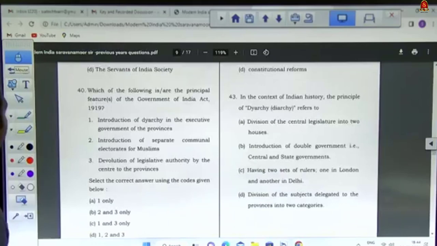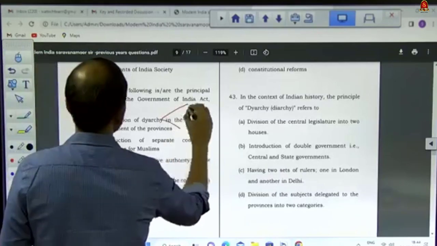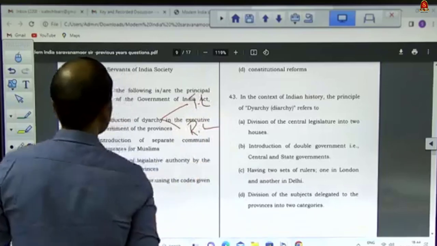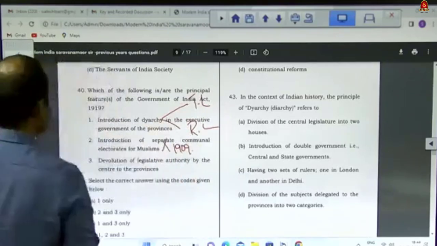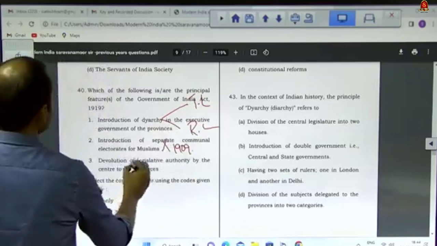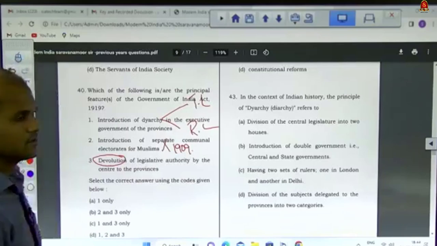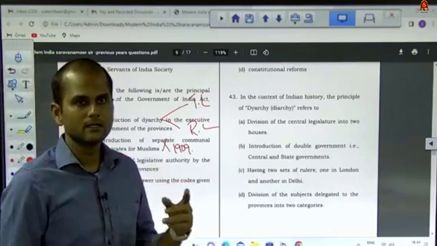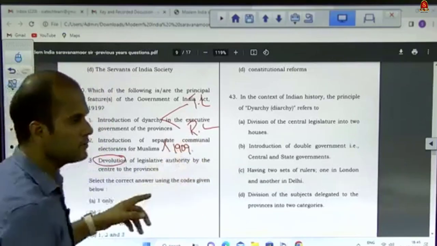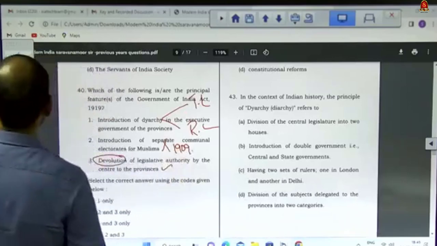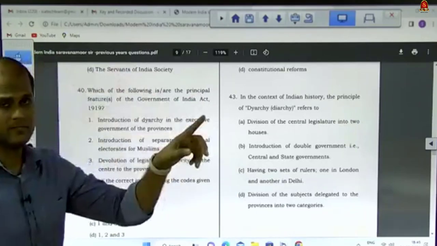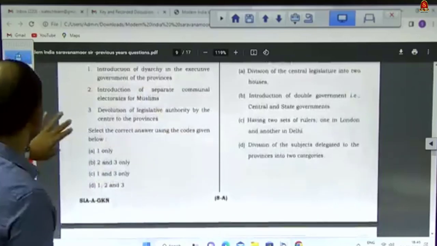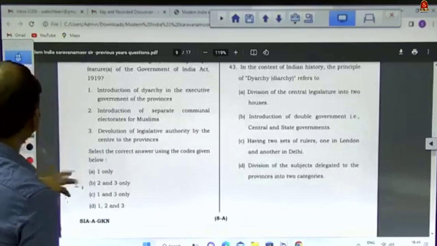Next, 40. Which of the following are the principal features of the Government of India Act? Introduction of diarchy in executive government. Yes, that's what transferred list, reserved list. Introduction of separate communal electorate for Muslims. Absolutely wrong, because of the 1909 Act. Devolution of legislative authority by the center to the provinces. So, devolution, don't confuse with division of power. The division of power of federal list, provincial list, concurrent list is the 1935 Act. So, some devolution was given. This is right. If the question asks about division of power of federal list, provincial list, concurrent list, it's the 1935 Act. Thus, except two, all are right. Again, answer is 1 and 3.